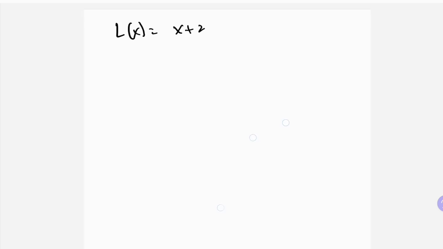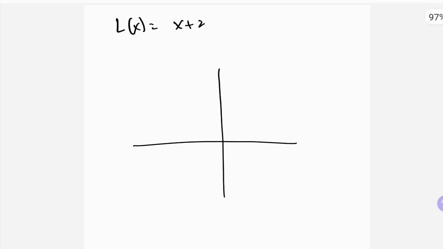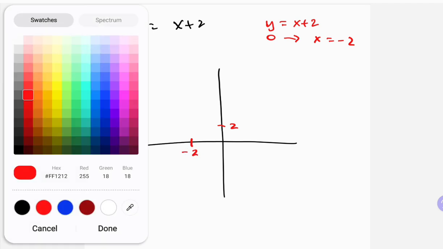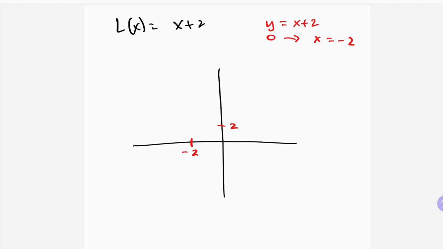So if y is equal to x plus 2, that means we have the y-intercept at 2 here. And if we set y to 0, then the x-intercept will be x equals minus 2. And so we can now form the line, and that is this one here. Positive slope.